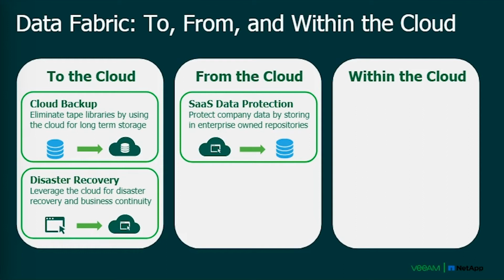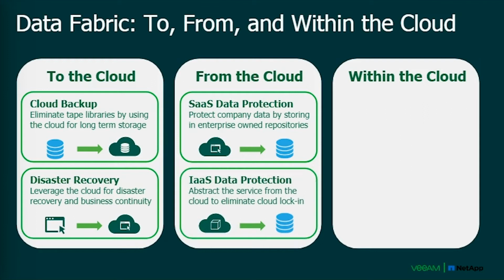So for example, we can actually do software as a service, Office 365 data protection back on premises. And that data could even be restored back to an on-prem type infrastructure as well. So there's a true flow from a software as a service back to an on-prem from a data protection standpoint.